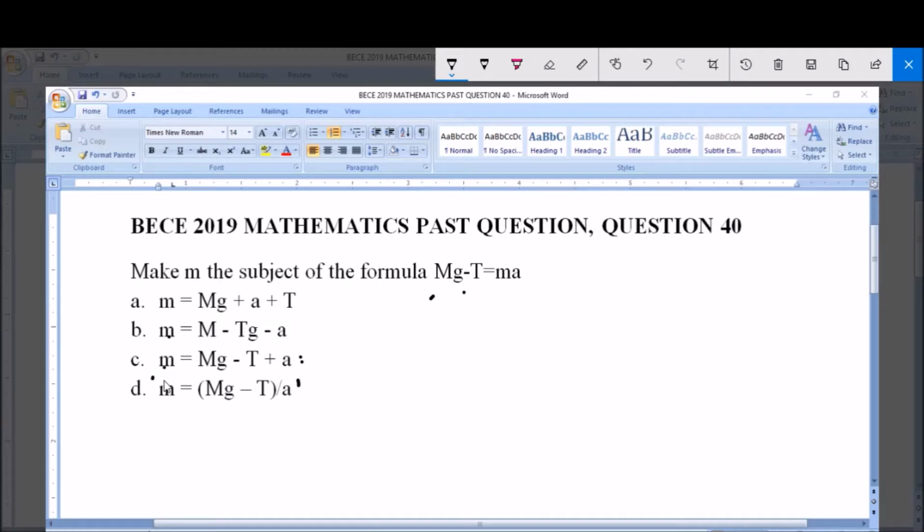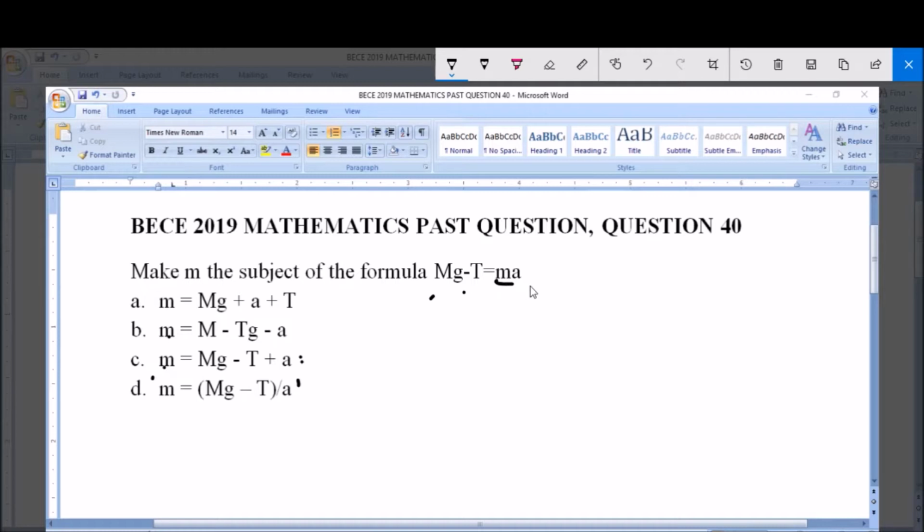So we have to make M the subject of the formula. Mg minus T is equal to Ma. So we have to make this M here the subject of this equation. Now, making M the subject of the formula simply means what? Making M to stand alone in one side of the equation.